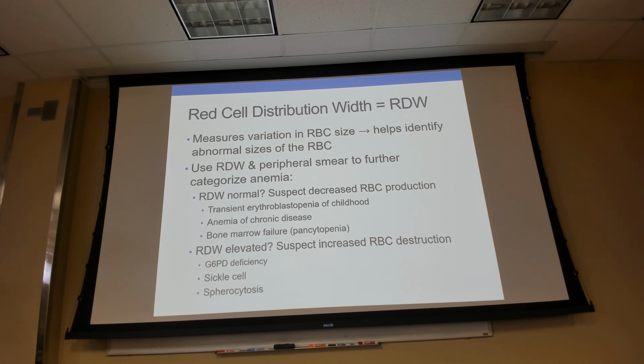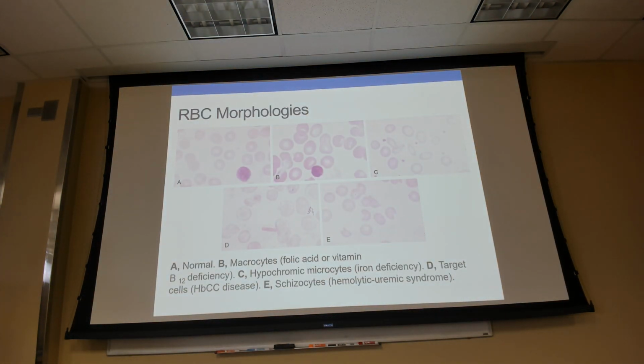So it's going to look at, do I have more destruction? Do I have decreased production? So that can help you with that. Again, just a reminder from him that you have your normochromic, so A is normal, B is your macrocytic, big, bright, C is your microcytic, and then you start seeing some of the other pathologies, schistocytes, white cells, all those other things that we'll get into.